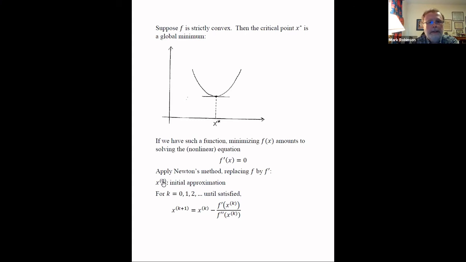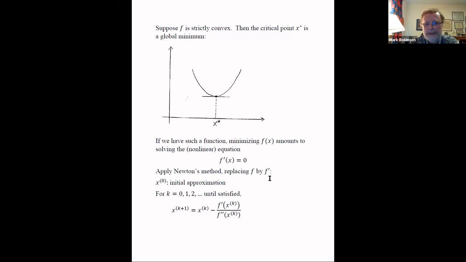So you have an initial approximation, and then each subsequent approximation is found from its predecessor by taking the predecessor minus this corrective term here: f prime at the predecessor divided by f double prime. Just replace f by f prime, because we're solving f prime equals 0 instead of f equals 0. So that's the situation in the single variable case.